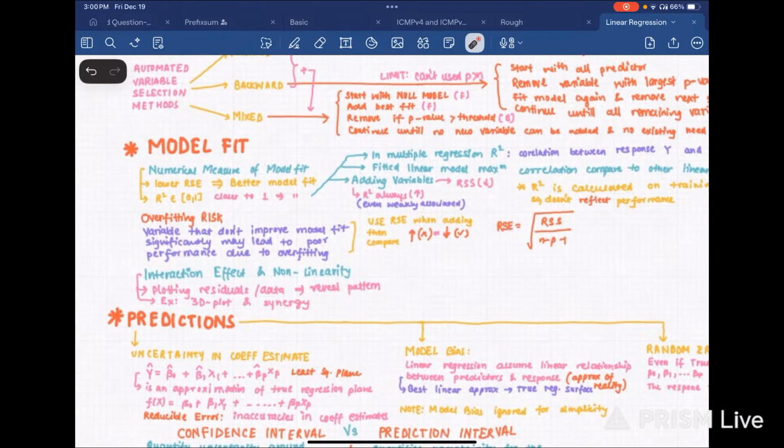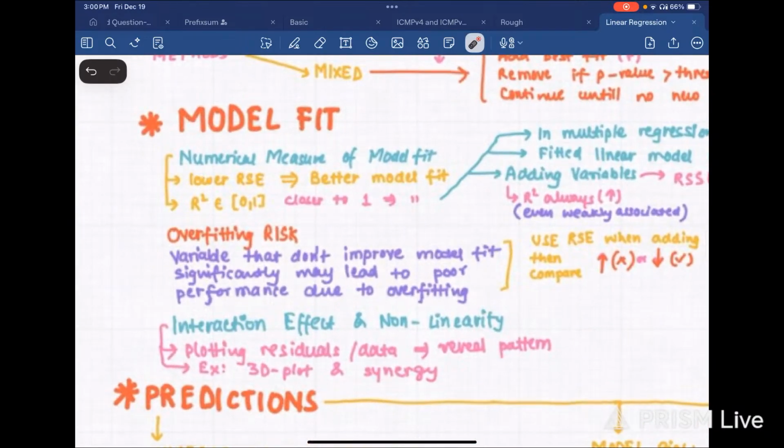Overfitting risk: variables that don't improve model fit significantly may lead to poor performance due to overfitting. So variables that don't increase the model fit much may lead to poor performance due to overfitting. So use adjusted R square when comparing models, when adding variables it will increase, or when decreasing, then it is a cross.